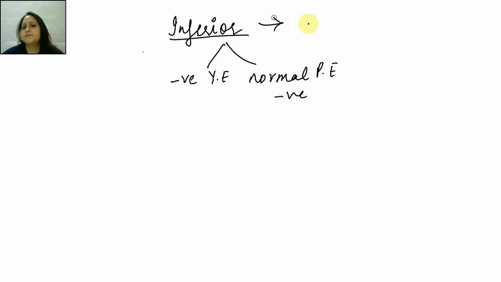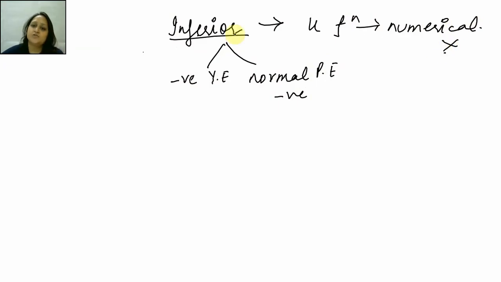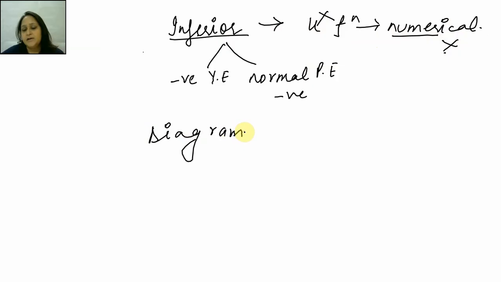Inferior good का हमारे पास कभी भी यूटिलिटी फंक्शन नहीं आता है, इसलिए इसका न्यूमेरिकल नहीं होता है, इसको हम सिर्फ और सिर्फ डायग्रामेटिकली करते हैं. So because it doesn't have a utility function, we can't have a numerical around it. We only do this diagrammatically. So diagrammatically हम क्या करेंगे?